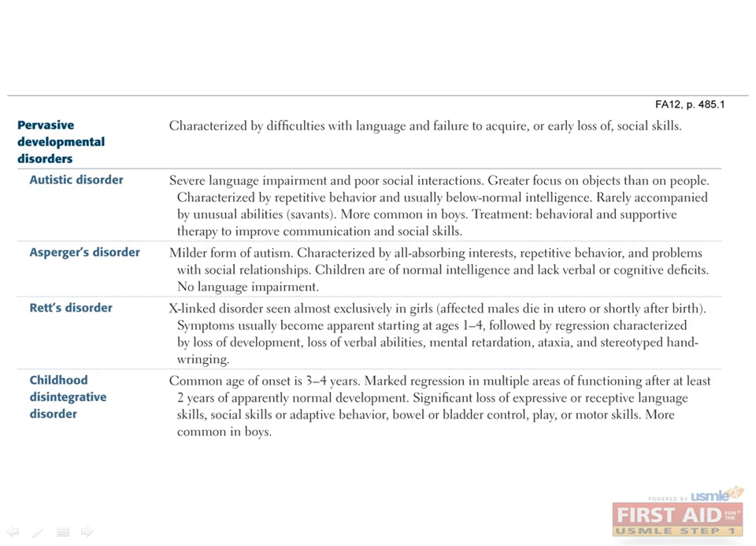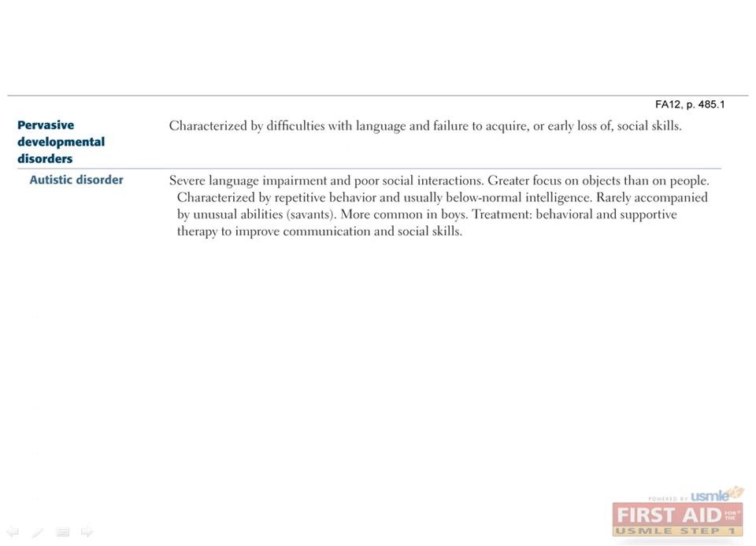Pervasive development disorders are characterized by difficulties with language and the failure to acquire, or the early loss of, social skills. The first 2 diseases are often viewed as part of a similar spectrum: autistic and Asperger's disorder. Autism refers to severe language impairment and poor social interactions. Usually autistic children, more often males, focus on objects rather than people. These children often show repetitive behavior like flapping their arms or hands, and below normal intelligence. In only rare situations, these children will have unusual abilities. These people are referred to as savants.